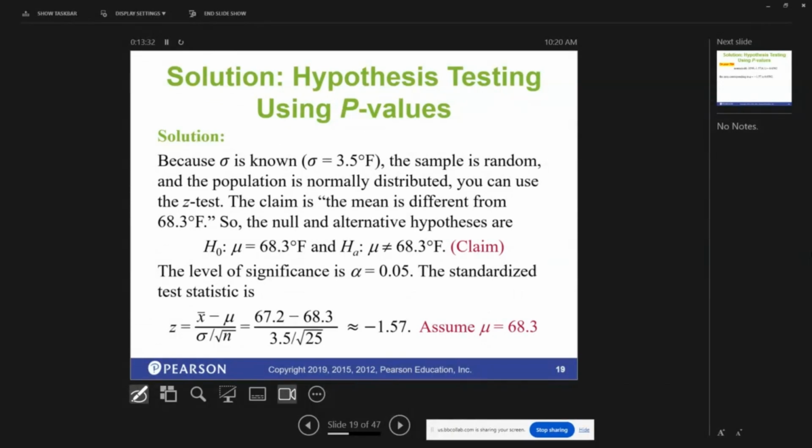And so I'm going to take the X bar, which we said was 67.2. I'm going to subtract my mean, which is 68.3. I'm going to divide by my standard deviation of 3.5 over the square root of 25. That gives me negative 1.57.